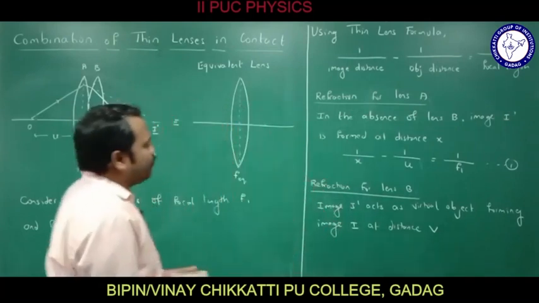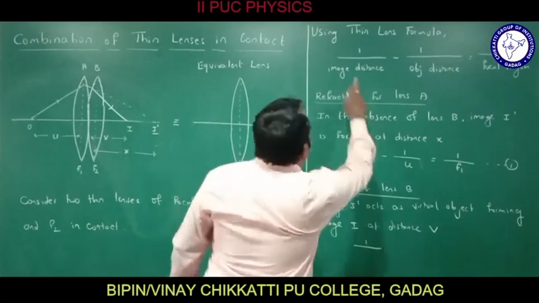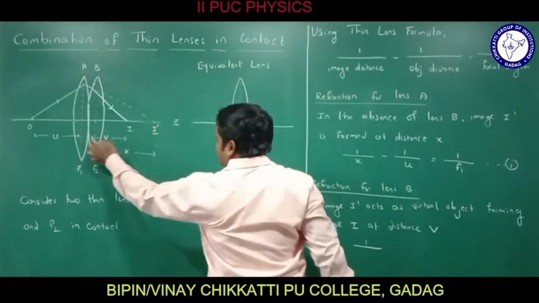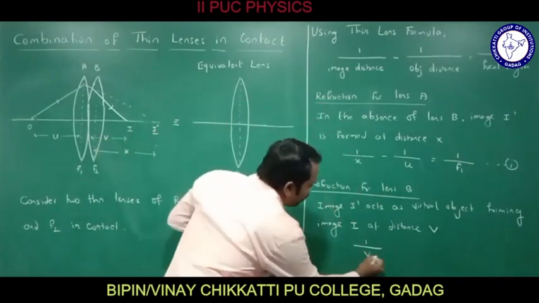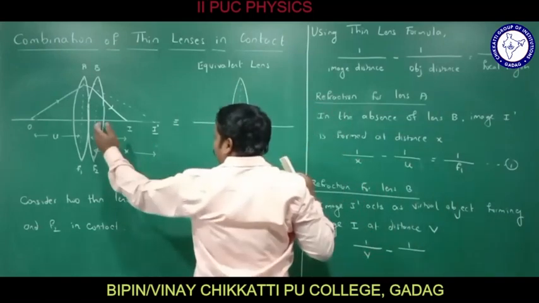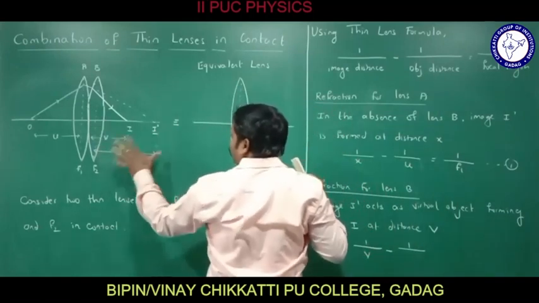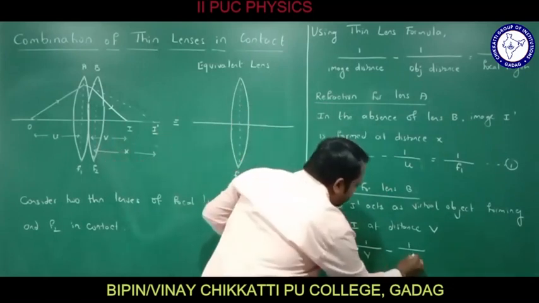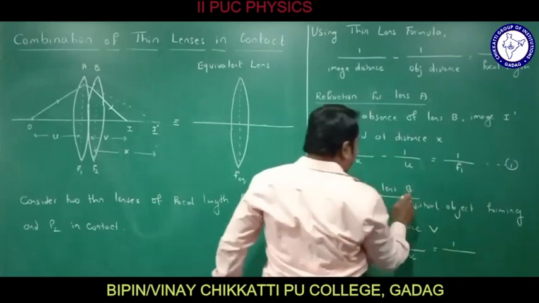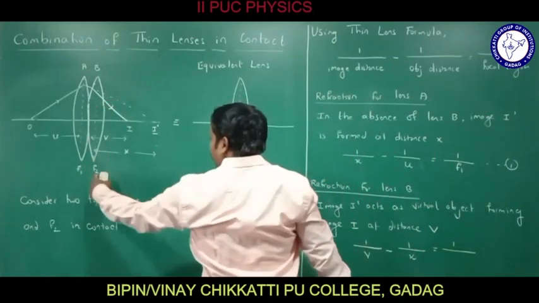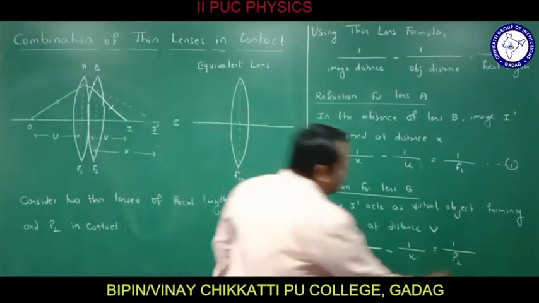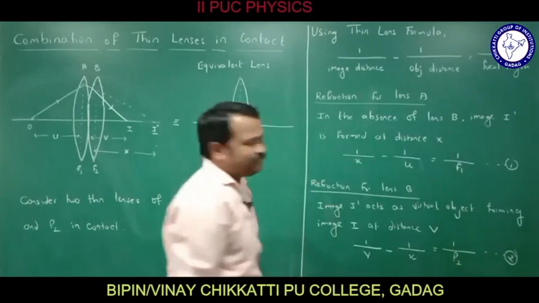Now come on, tell me, what is the formula? 1 divided by image distance. What is the image here? This is the image and this is the object. What is the image distance? V. So 1 divided by V minus 1 divided by the object distance for this lens, which is the object I dash, virtual object. What is the distance now here? X. Let me take it as X. That is equal to 1 divided by the focal length of lens B. So this is lens B, and what is its focal length? Let me take it as F2. So this is equation number 2.